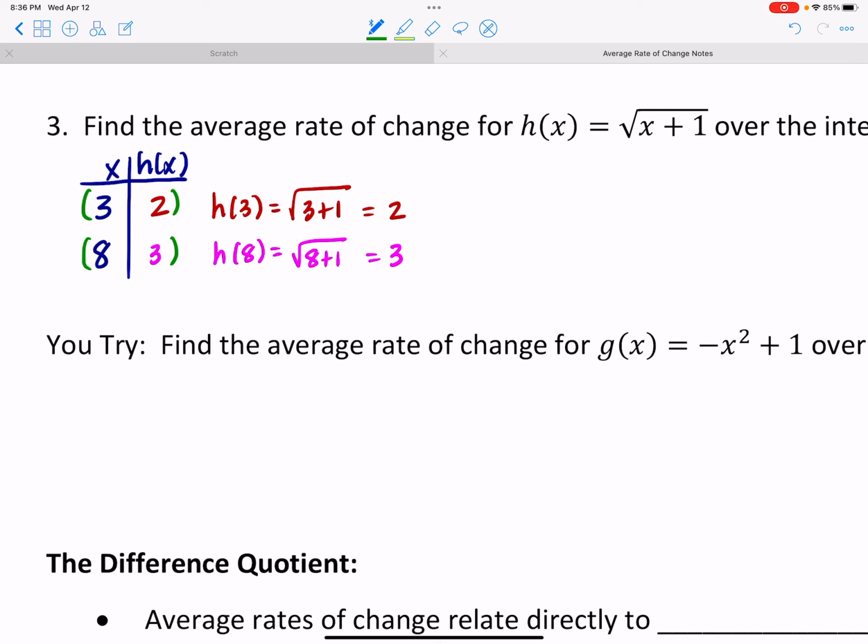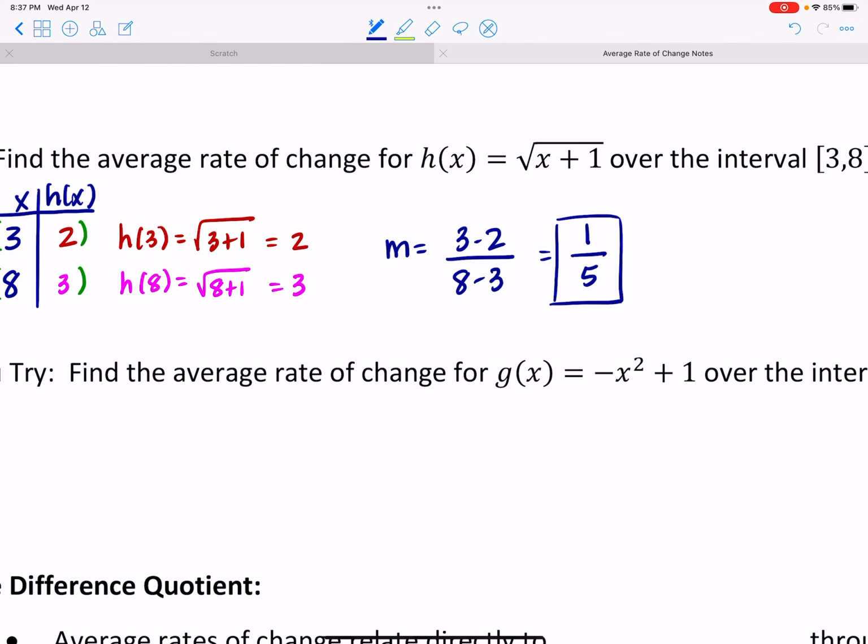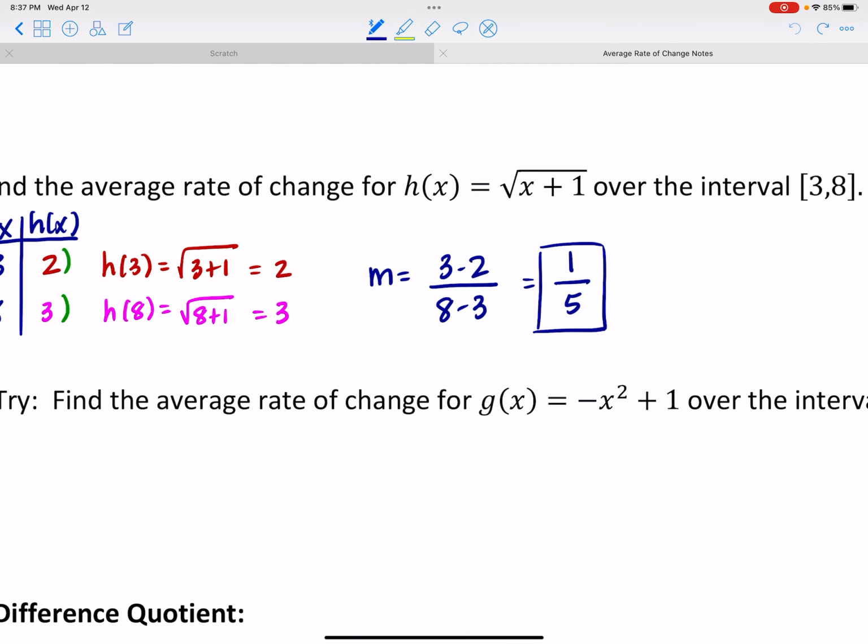I can use those two coordinates now to find my slope. My slope is going to be y2 minus y1, that's 3 minus 2, over x2 minus x1, that's 8 minus 3. So 3 minus 2 is 1, and 8 minus 3 is 5. That makes my average rate of change over that interval, the slope of my secant line through the endpoints on that closed interval, 1/5. And hopefully a positive slope makes sense here as well. If we can visualize what this graph looks like, our square root function that's just shifted to the right one, over the interval from 3 to 8, it's definitely going to have a positive or increasing slope.